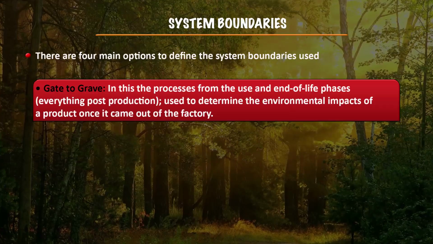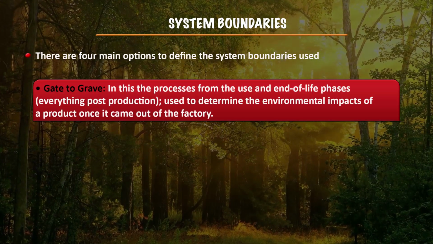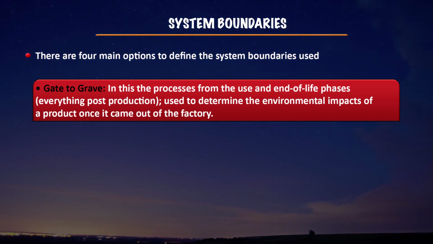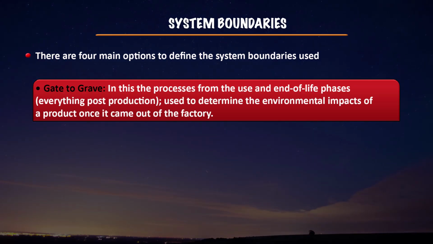And the third option is gate to grave. In this, the use and end of life phases, that means everything in the post-production stages, are used to determine the environmental impacts of a product once it has come out of the factory.